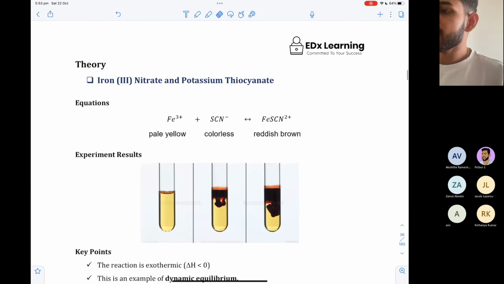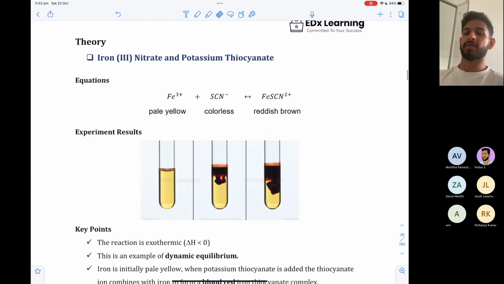All right, this is a very important equilibrium because we're going to come back to this. I'm going to tell you right now, it's so important, it's in exam questions, and this might be in your end of term exam as well. So pay attention to this specific reaction: iron nitrate and potassium thiocyanate. Now, this is another example of a dynamic equilibrium.